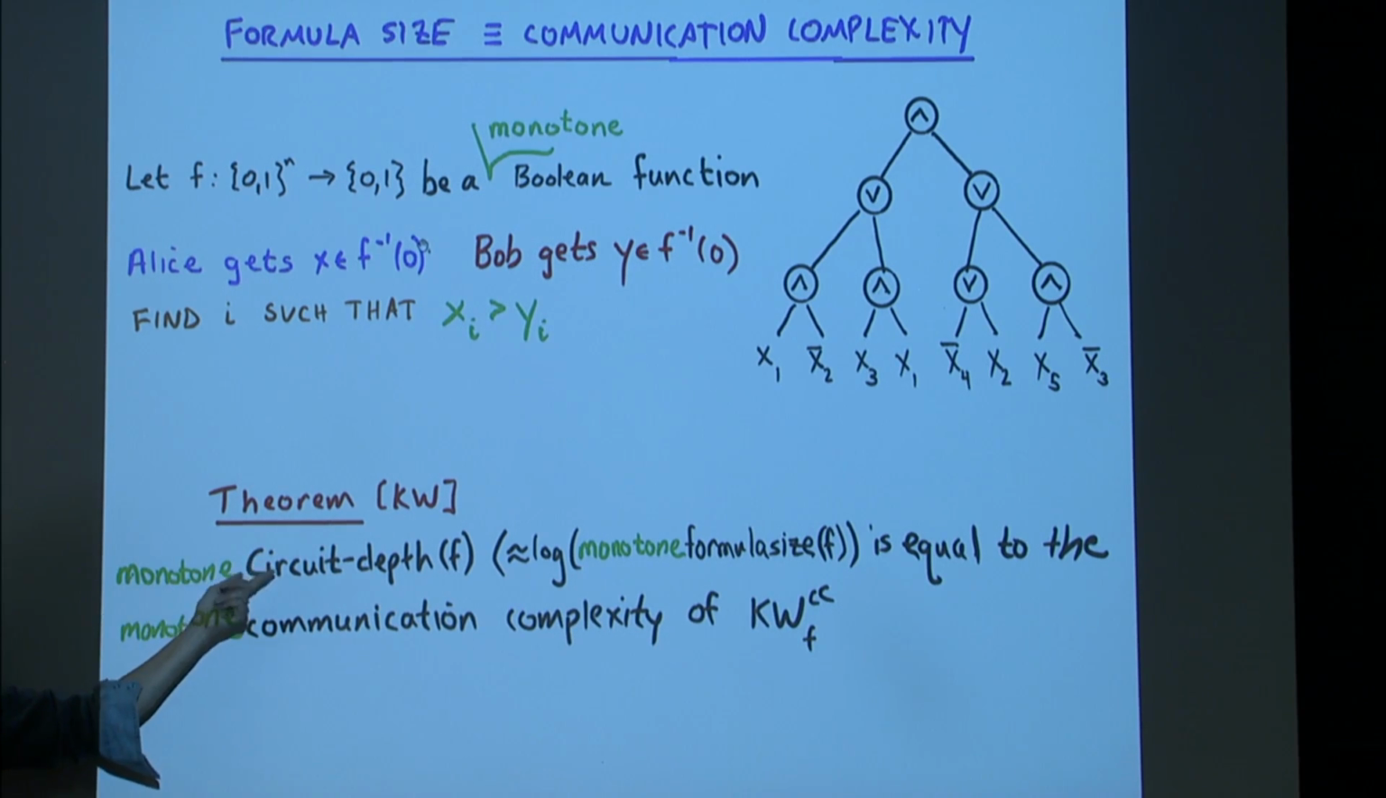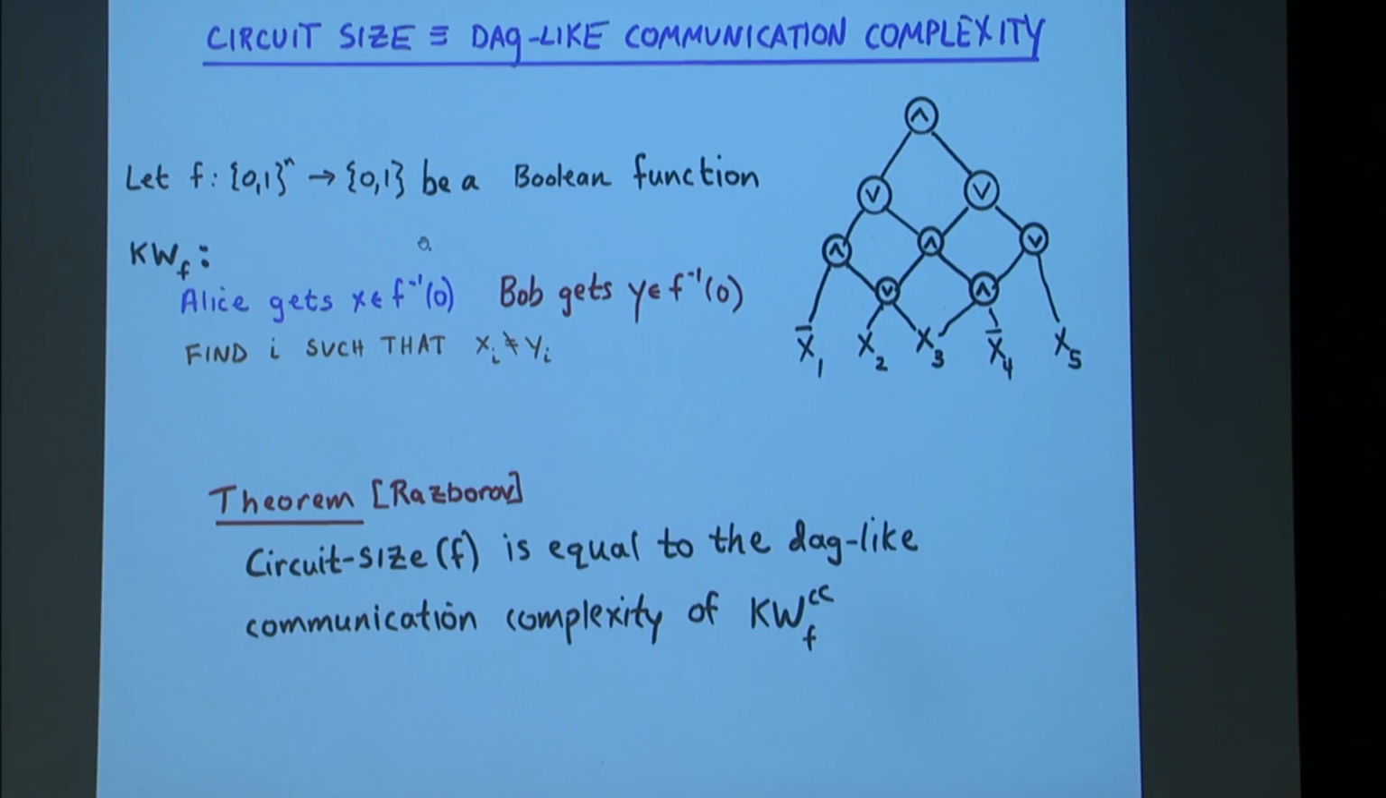So the monotone circuit depth is equivalent to the monotone communication complexity. And there's a version of this theorem by Razborov that takes you to the DAG-like case. So it translates DAG-like communication protocols to circuit size rather than formula size.